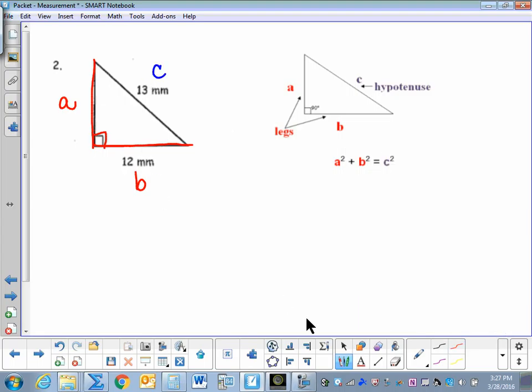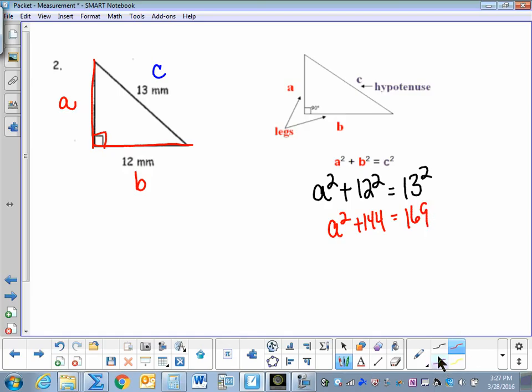And now that I've identified the sides of my triangle, I'm going to plug them in the formula to find this missing side length. So I have A squared plus B squared, where B is 12, so 12 squared, is equal to C squared, which is 13 squared. A squared plus 144 equals 169. I'm going to minus 144, and A squared is equal to 25.